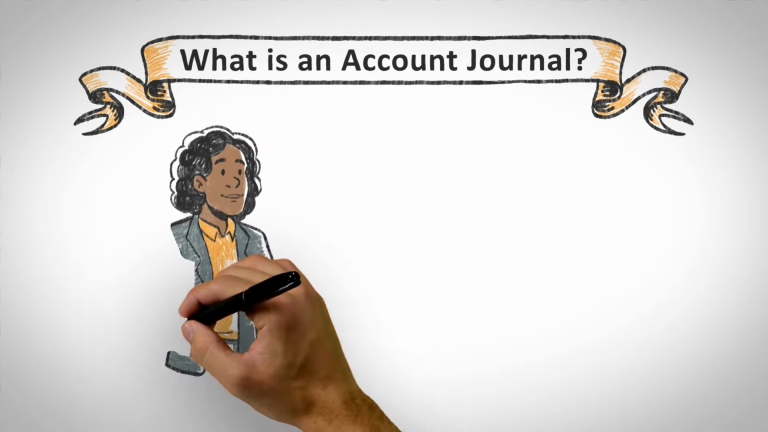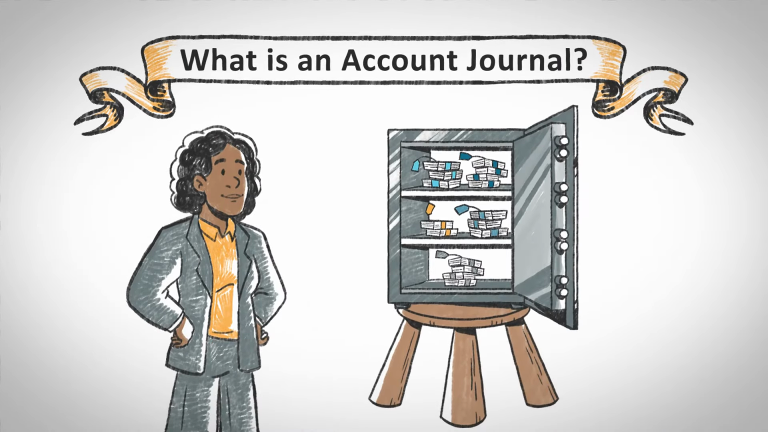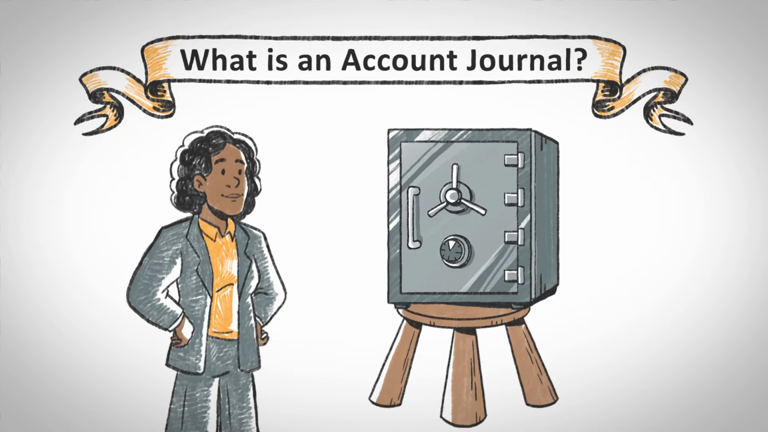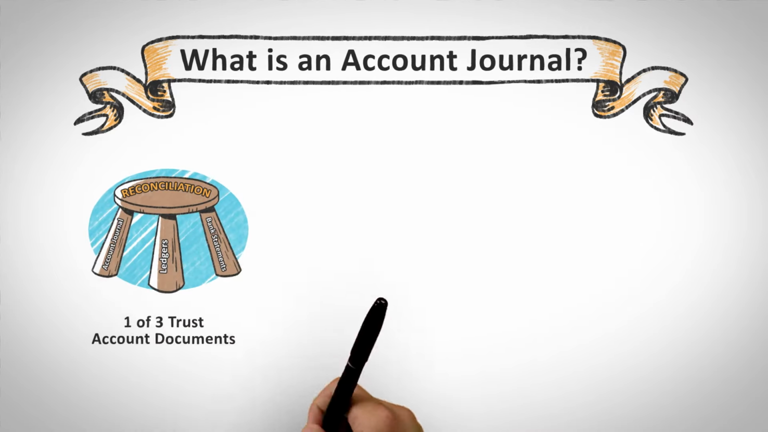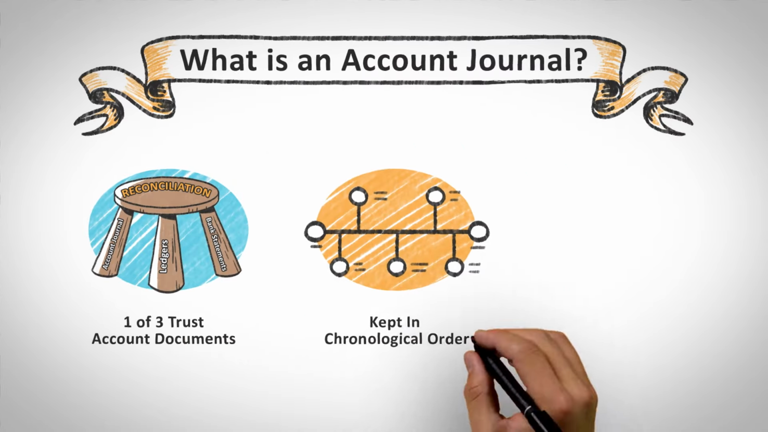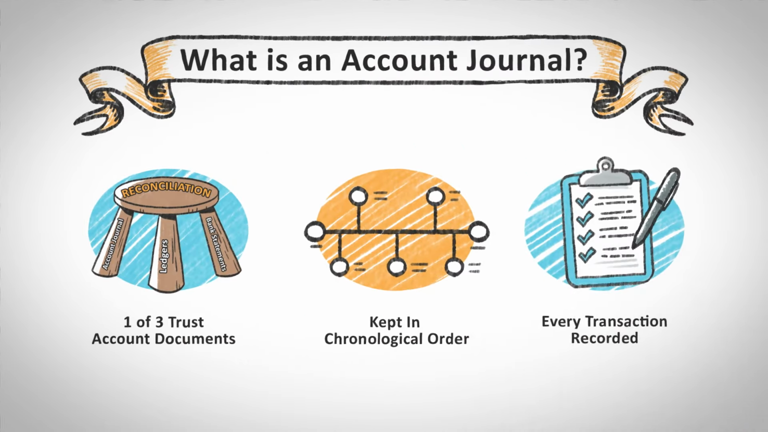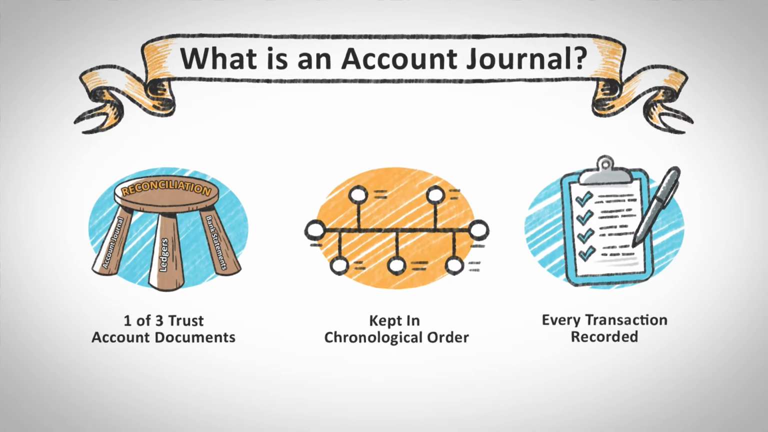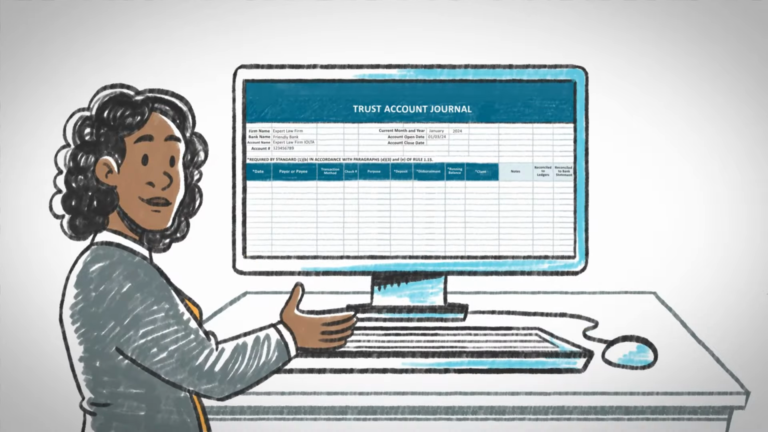How do you keep your clients' money safe? By maintaining proper records. The account journal is one of 3 trust account documents needed for each trust account, kept in chronological order, and where every single transaction that takes place is recorded, from the date the account is opened until it is closed. Let's take a tour of the account journal.